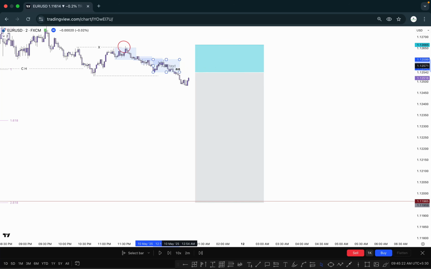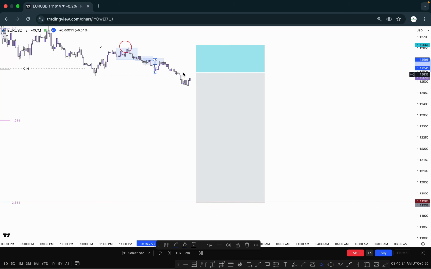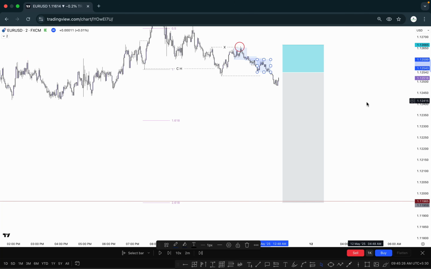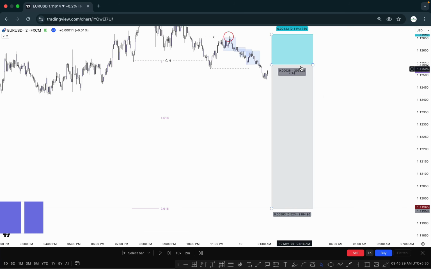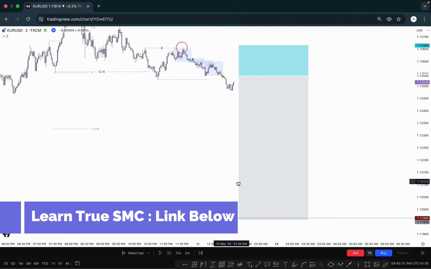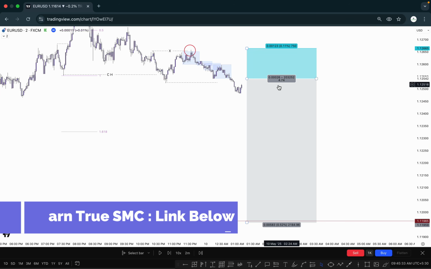So this is our entry criteria here, and we can take the trade here based on the order flow. This is our entry, this is our stop loss, and this is our target. In this case we will get almost 5R here.